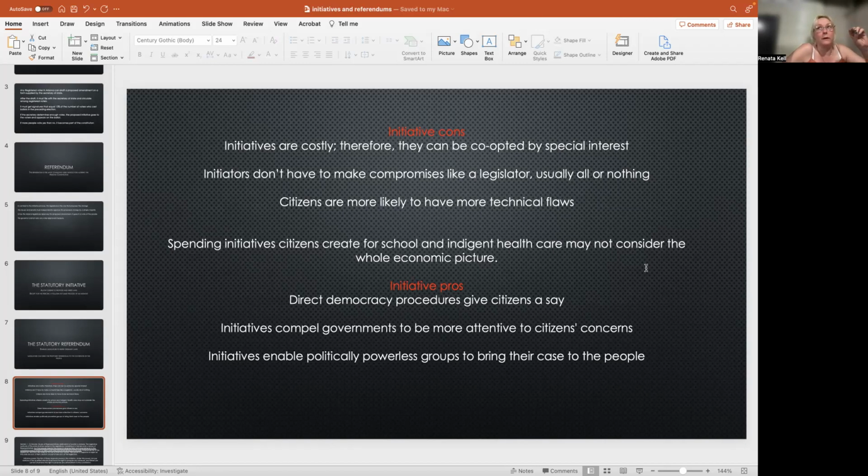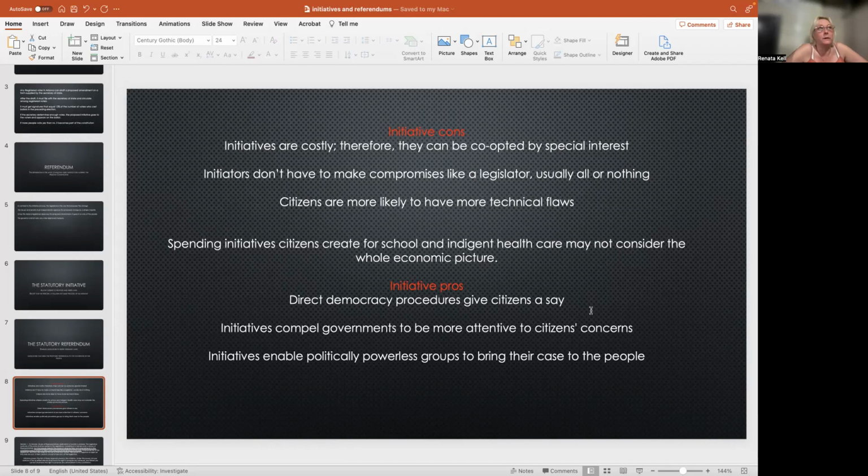And then that can fall into the political hands and what they want for campaigning and for just bringing attention to the government. Initiatives enable politically powerless groups to bring their case to the group. So I see that as, like, there's a good example: the women's vote got through on initiatives, to give women the right to vote.